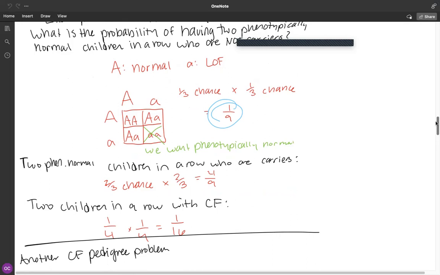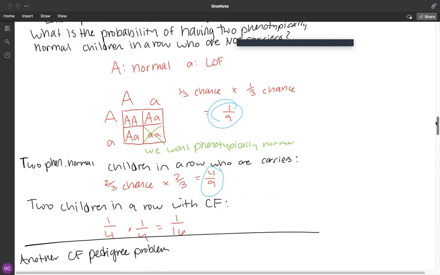So if we would want the probability of having 2 phenotypically normal children in a row who are carriers, we can see, since again, we specified we want phenotypically normal, this time it's a 2/3 chance. It's a 2/3 chance for each. So we multiply those probabilities and we get 4/9.